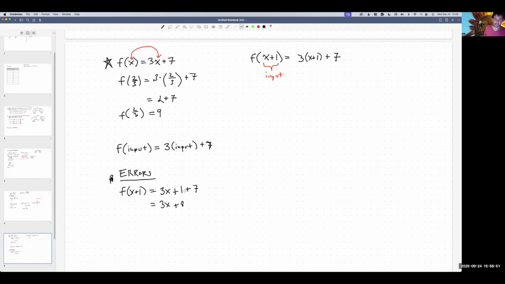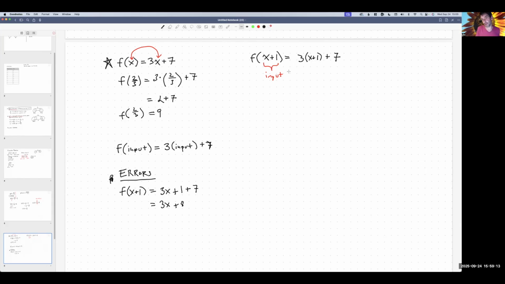The problem is the function said take what you put in and multiply it by 3. We didn't multiply what we put in by 3. What was put in was x plus 1. We didn't multiply all of x plus 1 by 3. We only multiplied x by 3. So we didn't actually follow the instructions. All right? There was a clear set of instructions, but we didn't actually follow them.